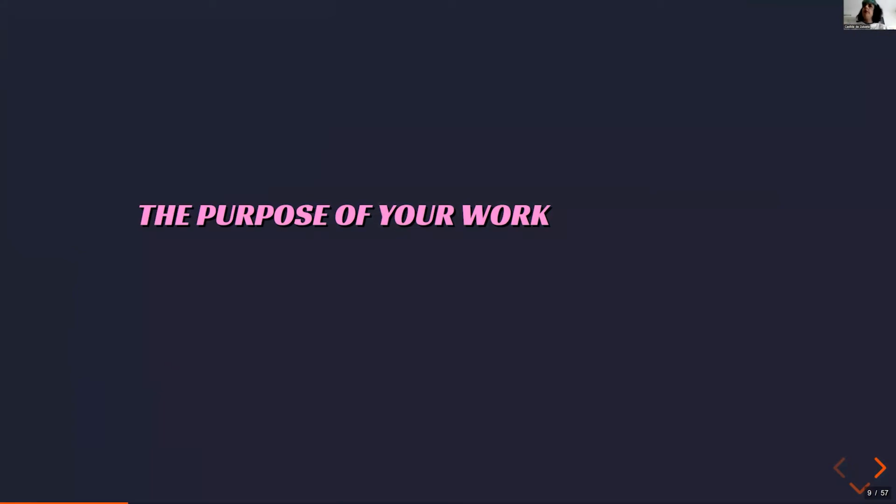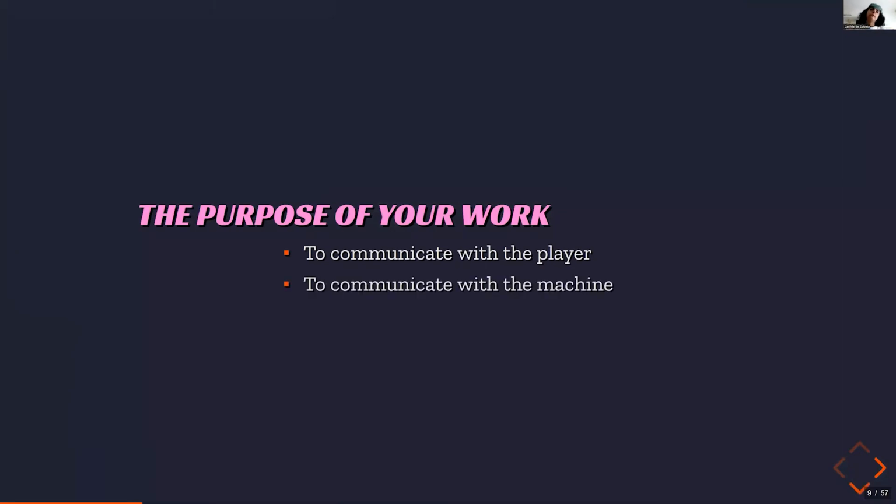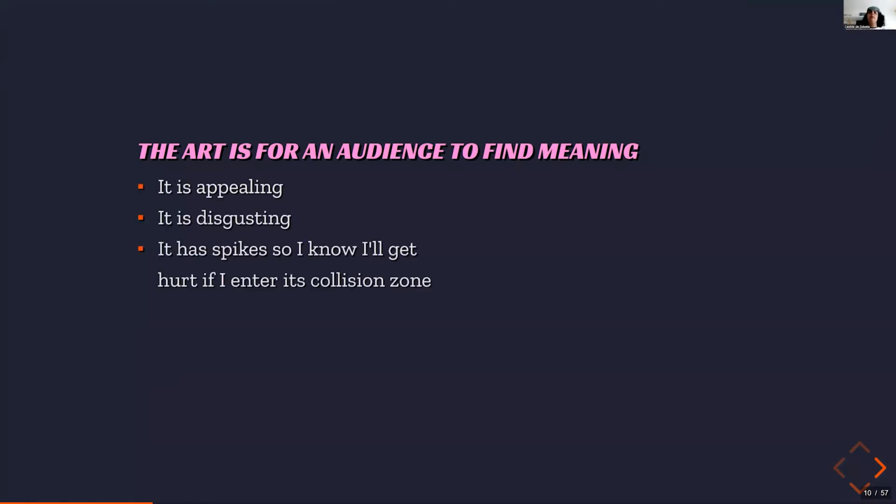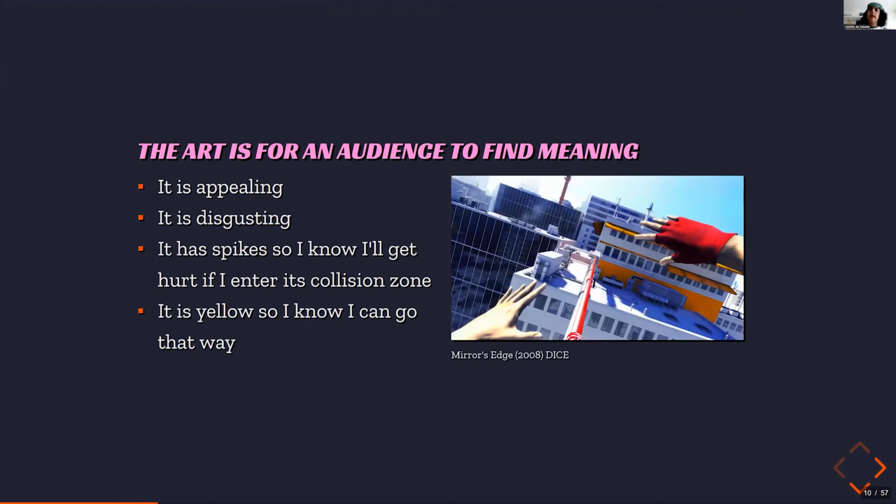But the purpose of your work as an artist is a communicative process. You want to communicate with the player, and you have to communicate with the machine in order to communicate with the player. The kind of stuff that you do for an audience is the art, is for them to find a meaning. It can be appealing, it can be disgusting, it has spikes, so I know I'll get hurt if I enter its collision zone. It's yellow if it's climbable.